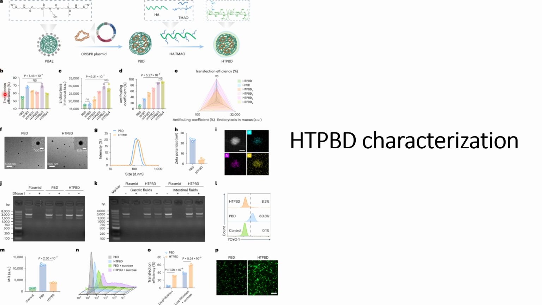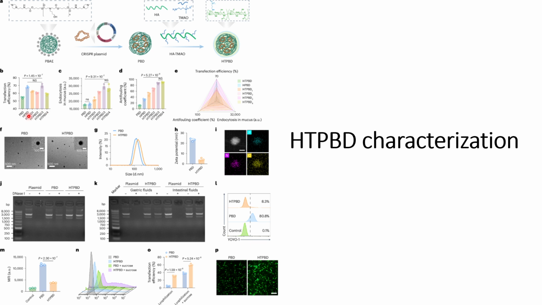In terms of transfection efficiency, we can see that it is higher compared to the controls, either PBD alone or HPBD, which does not have TMAO, the zwitterionic. When they checked endocytosis, the different HTPBDs also work higher compared to the control, that is PBD or HPD alone. In terms of anti-fouling coefficients, HTPBDs again work higher compared to the PBDs or HPD. When they check all three parameters together, they can see that HTPBDs outperform the HPD.